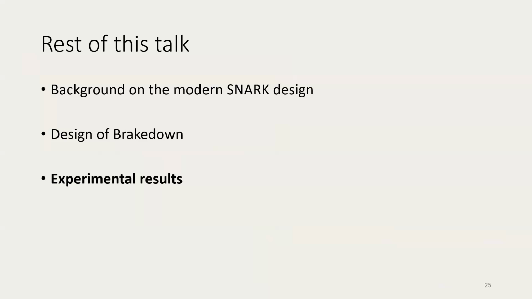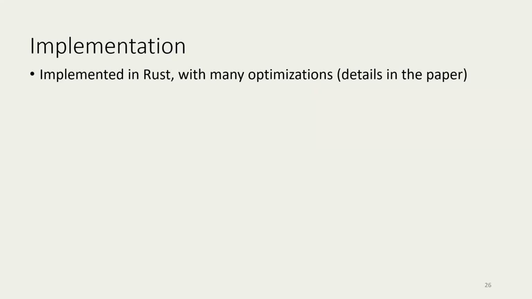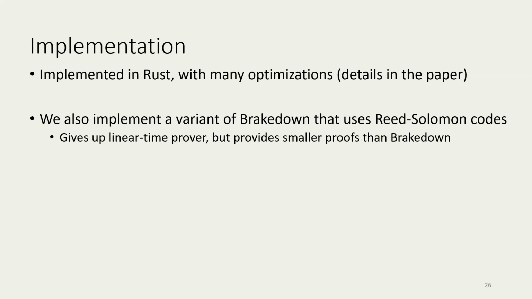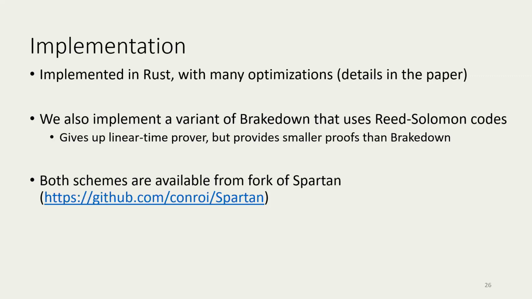So in the next part of this talk, I'm going to present some experimental results. We have implemented Brakedown in Rust with many optimizations to improve concrete efficiency. We also implement a variant of Brakedown that uses Reed-Solomon codes. This gives up the linear time prover, but it provides concretely shorter proofs than Brakedown. Both of these schemes are available from a fork of Spartan.